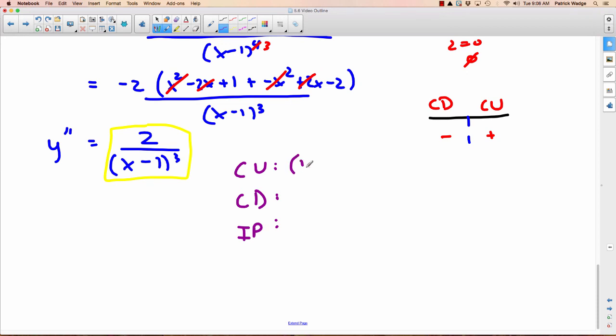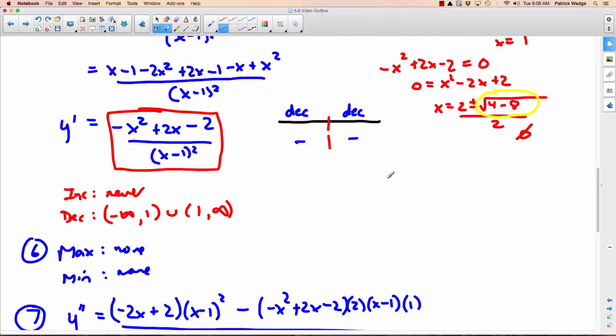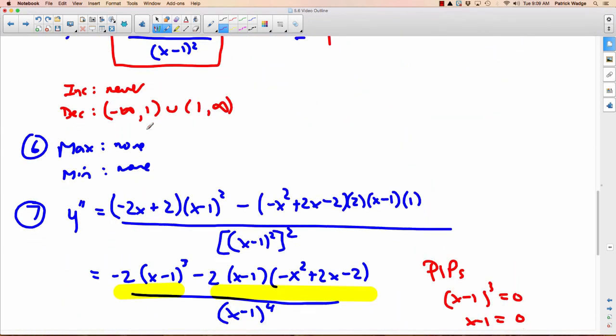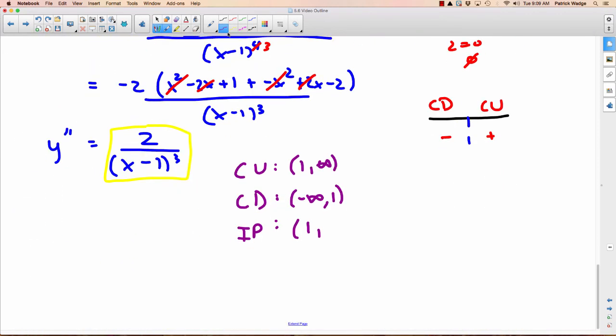Concave up from 1 to infinity. Concave down from negative infinity to 1. Inflection point? Yes, because it goes negative plus. There's a change there. So it's at the point 1 comma something. We got to try that back in the original function way up here. I'm going to put 1 in there. Wait a minute. 1? We said it couldn't be 1. There is no inflection point because 1 is not part of the domain. Whoa, almost made a mistake there. So actually, there is no inflection.